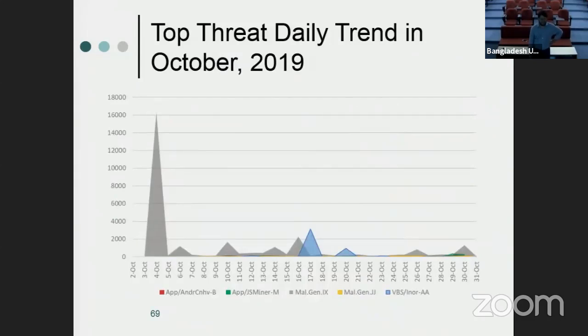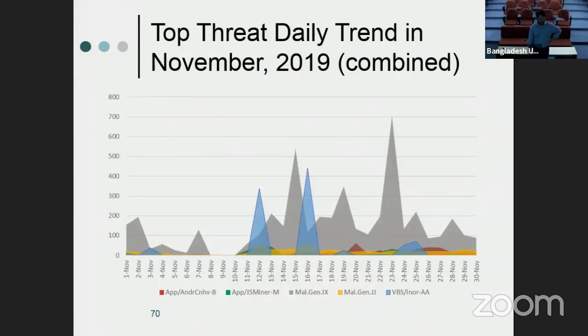So this is in terms of malwares, what is the daily trend for 1 month. If you look at the malgen IX, this was the attack that is used repeatedly over and over. We can see that attack coming in on different days of the month. VVS Inor comes only once or twice every month, but we see a similar trend as well. The malgen malware is being used over and over repeatedly every month to attack the system. So this is November. As you can see, the pink line is for malgen. That is the dominant part of the attack.